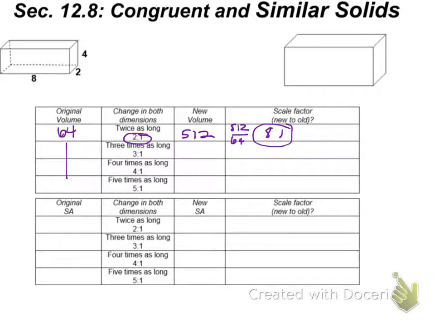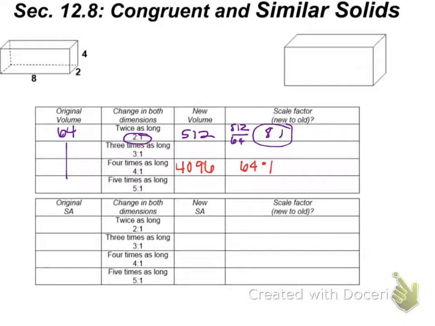Okay, and just like with area, we're going to see a pattern here. So let's go down to if it was 4 times as long. So if the dimensions were 4 times as long, the new volume would be 4,096. Okay, and if you did 4,096 over 64, you would get 64 to 1.